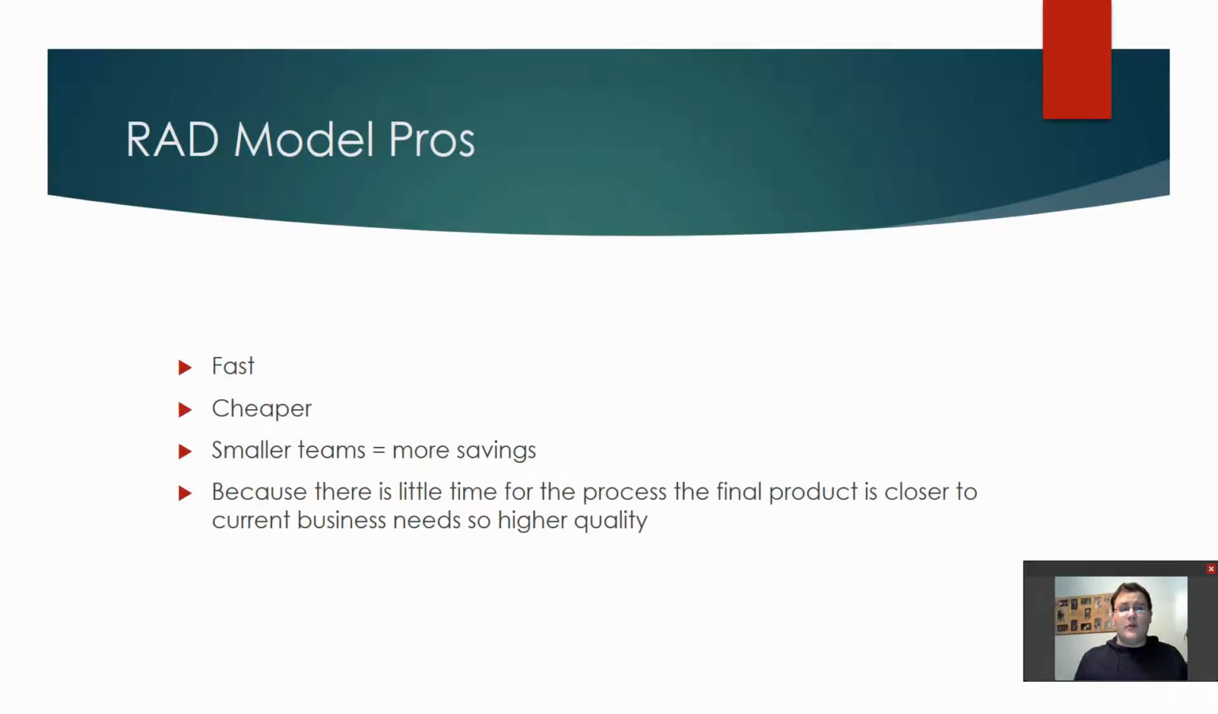Okay, so for the pros of the RAD model, like I said, it was fast. So because it's fast, it gets done quickly. It's usually cheaper. Also, smaller teams. There's not really big teams doing these programmings. It's tight, so it's even more savings. And because there is little time for the process, the final product is closer to current business standards. So it's higher quality in that sense. It meets what you want and it's not outdated because it's quick.